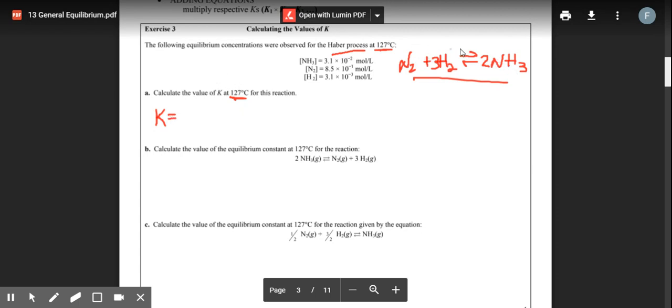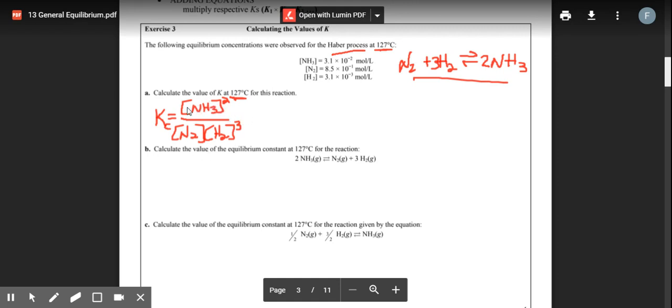So we're going to write it using this equation here. So I have molarities here, so the type of K that I'm going to write is a Kc expression. So I'm going to use brackets, NH3 raised to its coefficient, which is 2, over N2 raised to its coefficient, which is just 1, times H2 raised to its coefficient, which is 3.